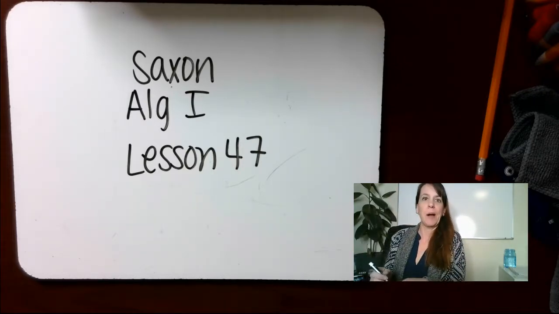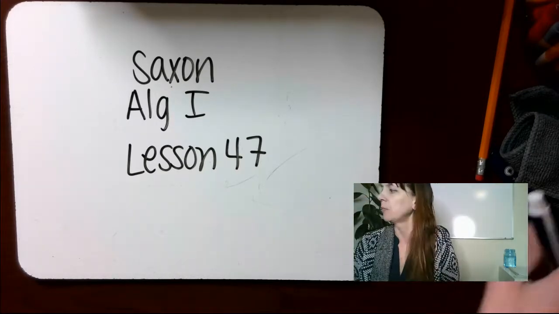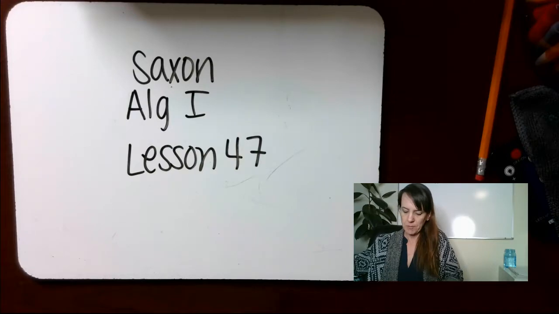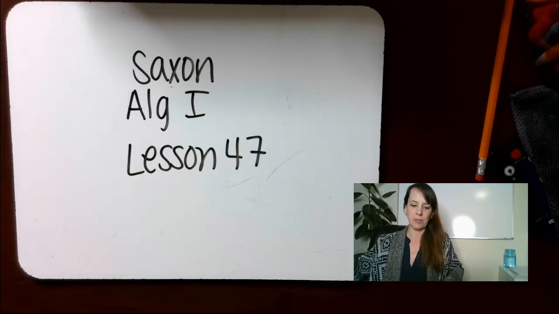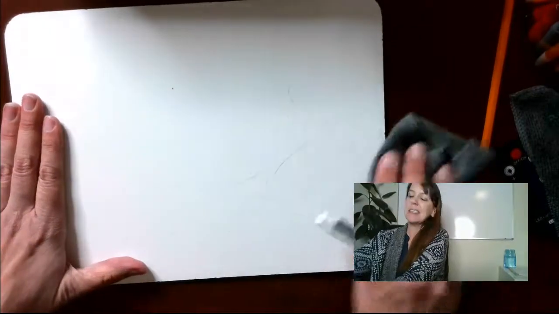Today we're going to be talking about percents. We are on lesson 47, third edition of the Algebra 1 book, Saxon Algebra 1. It starts on page 187, but we move quite quickly into page 188. Now, the way that Saxon teaches this is okay, but I like my method much better.